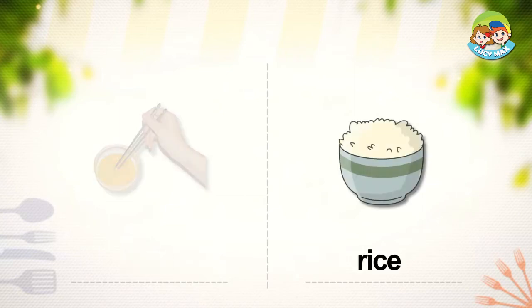Rice. Rice is a grain, like wheat. We steam or fry rice to eat it. This picture shows steamed rice. We also make cake with rice. Rice cake is sticky.